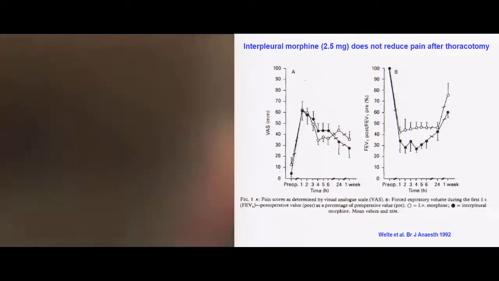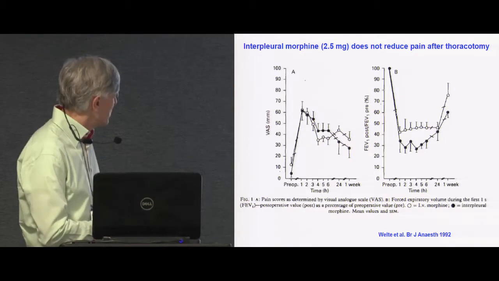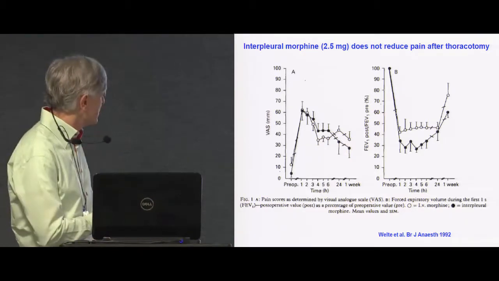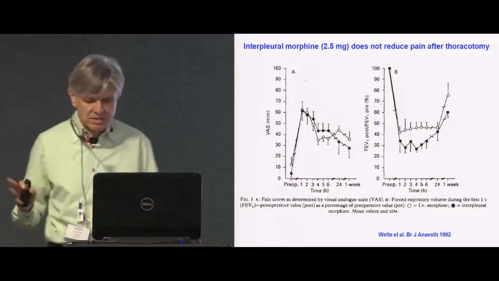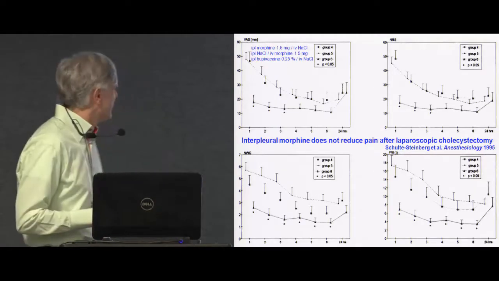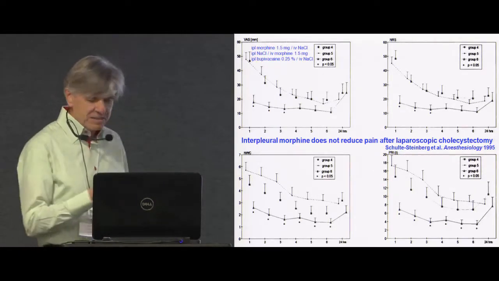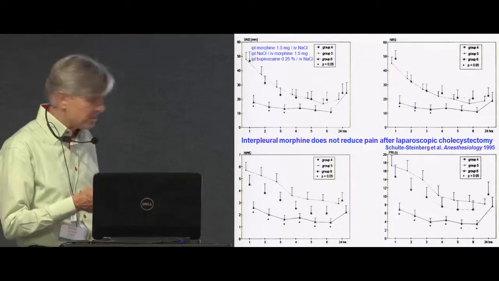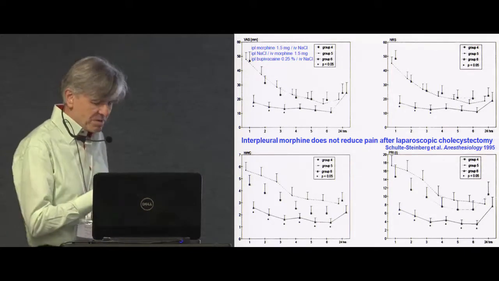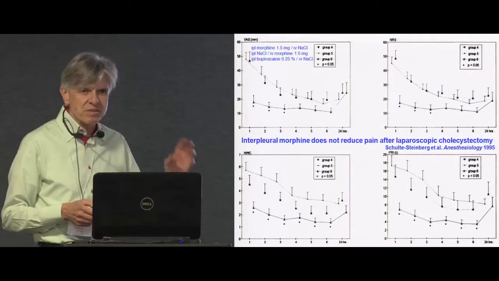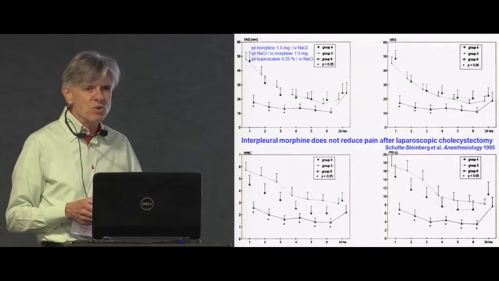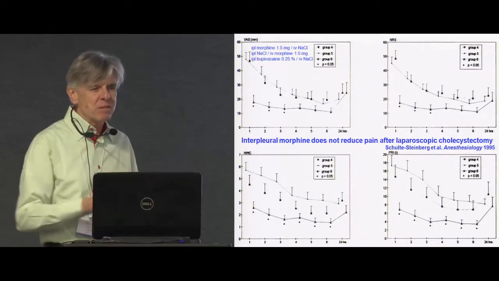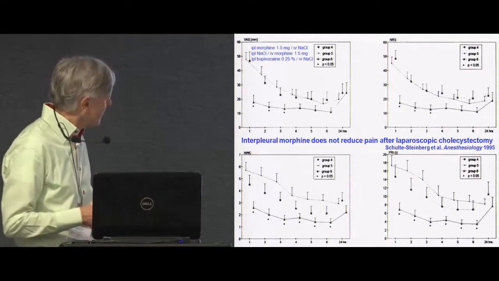and we observed the visual analog scale over the next 24 hours, and there was no effect. So that was a negative study. Here is another negative study. This time we looked at patients undergoing laparoscopic cholecystectomy, so that the gallbladder is being removed by a laparoscopic procedure.